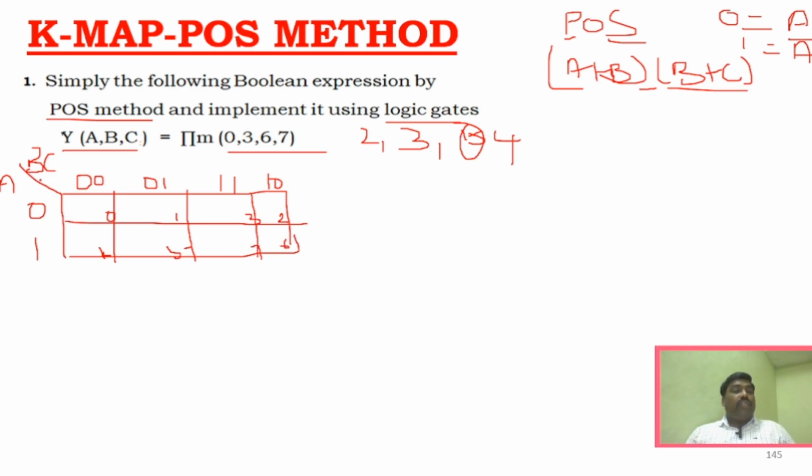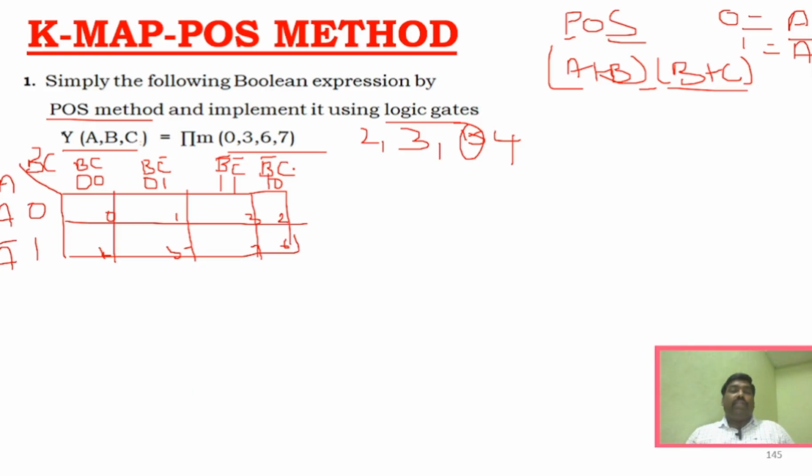And then you have to find out these variables, right? We know that in POS method, 0 means non-complement form and 1 means complement form, correct? So this will be A and A bar, this will be B, C, whereas this will be B, C bar, whereas this will be B bar, C bar, and this will be B bar, C, just opposite to the SOP method. If it is 1, it is a complement form, correct?